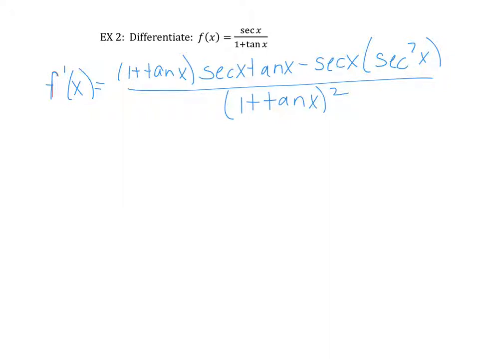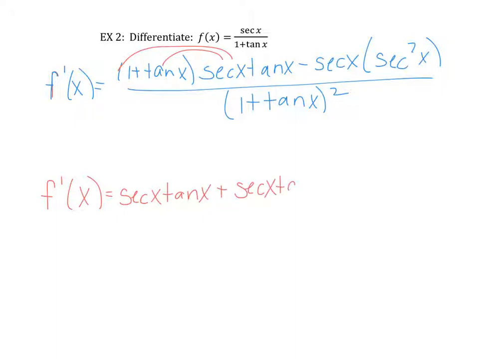And obviously, depending on the answer choices, I'm just going to distribute that stuff out, and that's really as good as I can get it, I suppose. So I'd have secant of x, tangent of x. So I'm just distributing there and now here, plus secant of x tangent squared minus secant cubed, all over, and I'm just going to leave this.